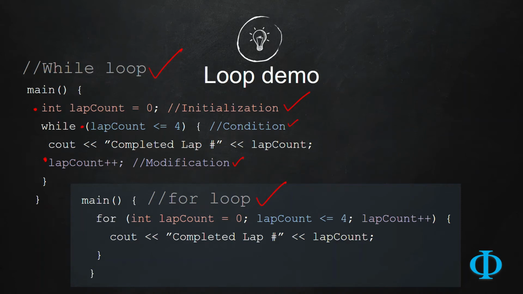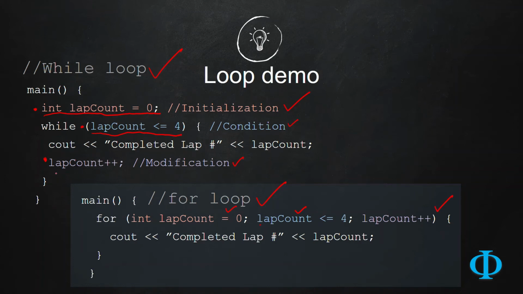But in for loop, you can do all these things in the same line, just as you can see in this slide. So the first part, which is the same as the initialization of the while loop, is written in here. The second part, the condition, which is again the same as the while loop, is written in the same line over here, just by separating with a semicolon.